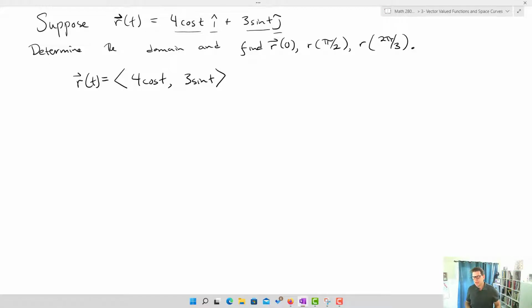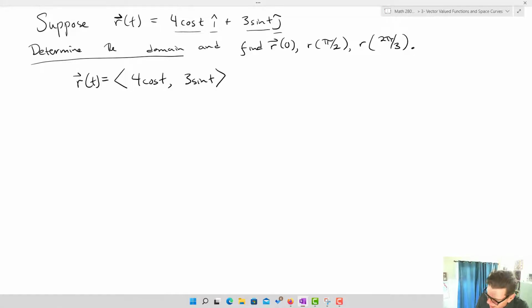Okay, so what I want to do now is go through and determine the domain and find the values of the vector function at 0, pi over 2, and 2 pi over 3. They're going to operate just like we're working with functions or parametric equations with values 0, pi over 2, and 2 pi over 3. So first, determine my domain.